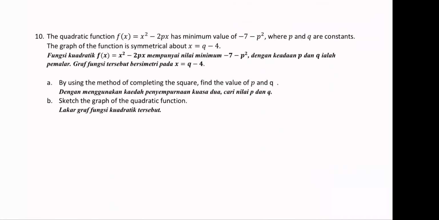Next. So yang selang-selang ni kita cepat-cepat buat. Okay, the quadratic function f(x) blah blah blah has a minimum value of 97 minus p squared, where p and q are constants. The graph of the function is symmetrical about x equals q minus 4. Okay, so now look at this question. Apa dia yang cuba bantu kita sekarang? By using the completing the square method, find the value of p and q.